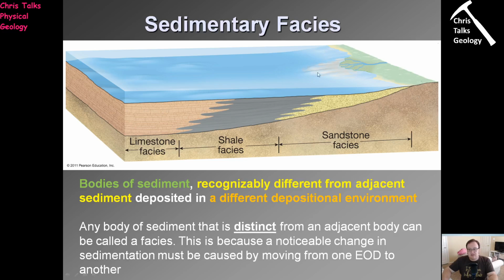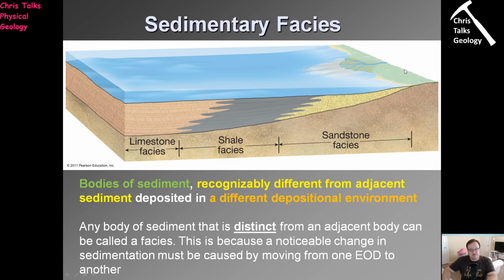And so what we did is we used this fact that we could identify these different environments from each other to essentially produce a term. And that term is facies. And so a facies is defined as a body of sediment recognizably different from adjacent sediment deposited in a different depositional environment.